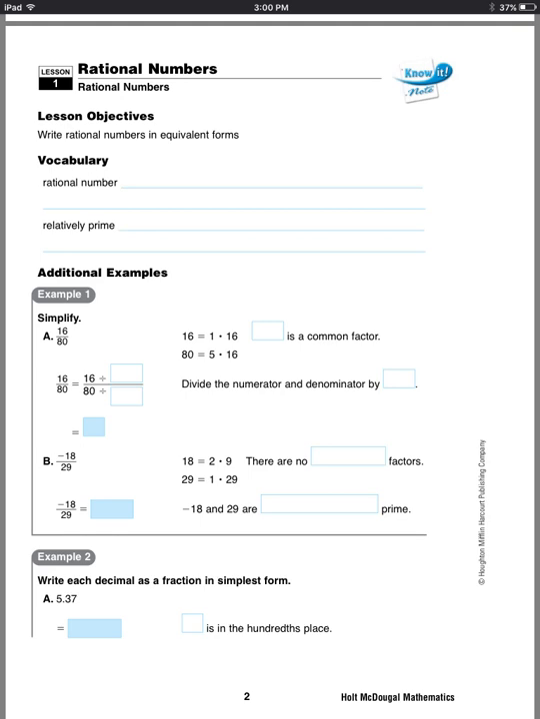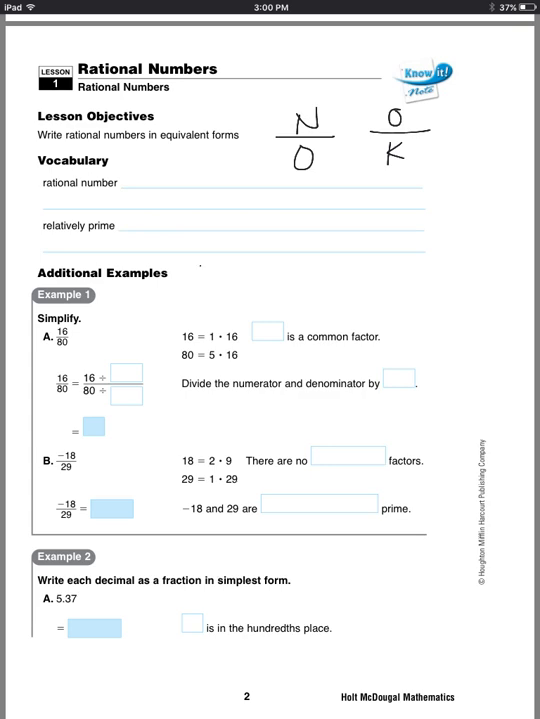So, our next objective is to write rational numbers in equivalent forms. Equivalent means equal. Rational number is any number that can be written as a fraction where your denominator is not 0. If you have a denominator of 0, it is not okay. See, n over 0, not okay. 0 over a number is okay.